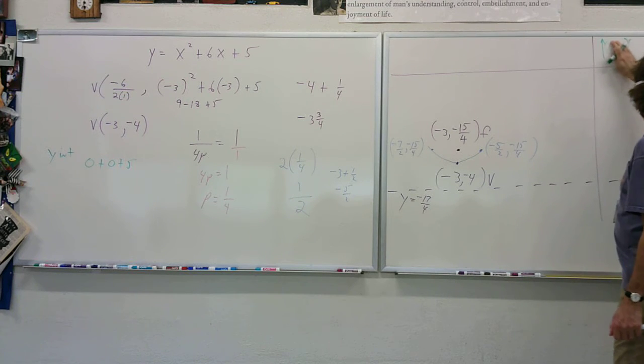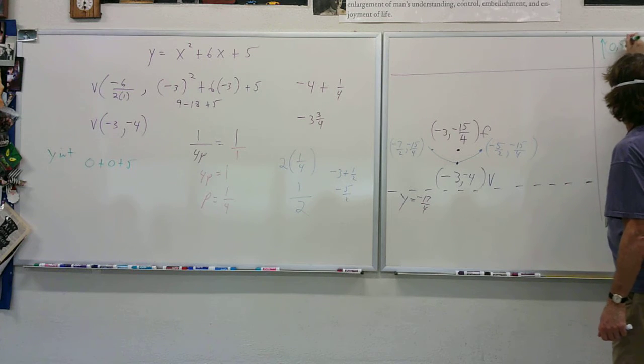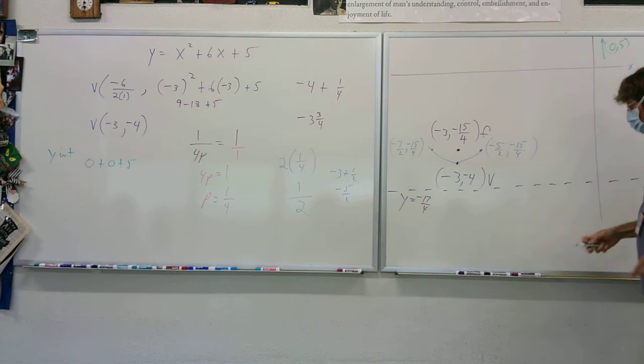Somebody says, Mr. Evans, you just made fun of the Shreve kids and you wrote it wrong. 0, comma, 5. Oh, the Shreve teacher's going to watch this and laugh. I don't know who the Shreve teacher is either. Okay, 0, 5, way up there.